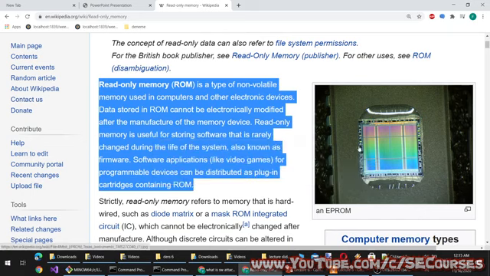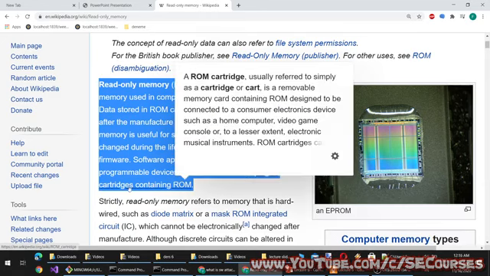Read-only memory, ROM, is a type of non-volatile memory used in computers and other electronic devices. Data stored in ROM cannot be electronically modified after the manufacture of the memory device. Read-only memory is useful for storing software that is rarely changed during the life of the system, also known as firmware. Software applications, like video games, for programmable devices can be distributed as plug-in cartridges containing ROM.